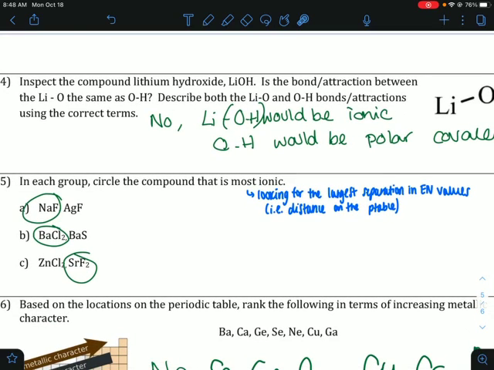Number 5, circle the compound that is most ionic. Again, that means we are looking for the largest separation in our electronegativity values, and how we know that is the larger the distance on the periodic table. So sodium is going to be farther away from fluorine than our silver is, so NaF is going to be the most ionic. Same thing here. Ba is farther away from Cl than it is from S, so this is going to be the most ionic. And lastly, Sr is farther away than Zn on the periodic table. So again, this one's just all about separation.